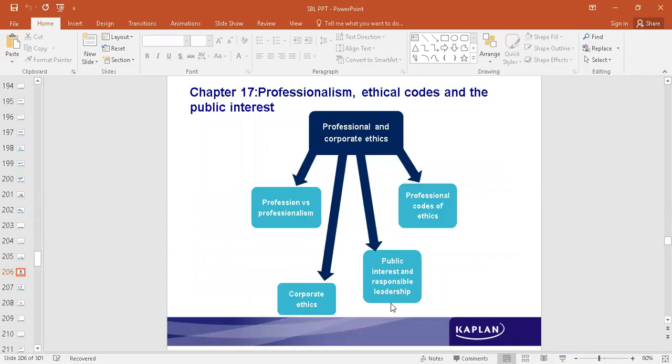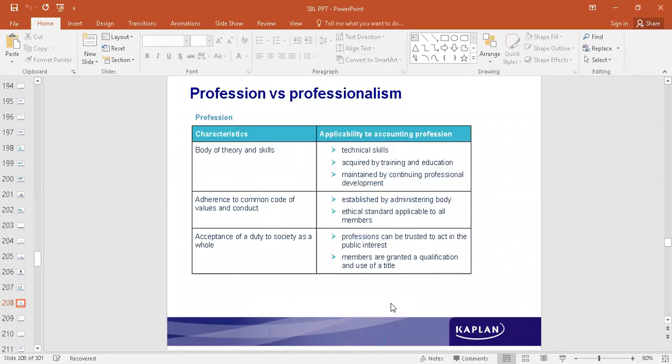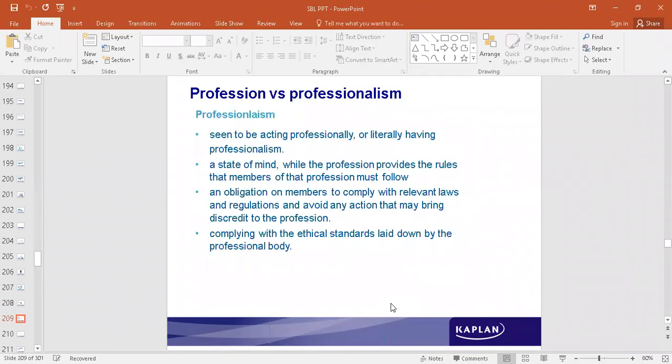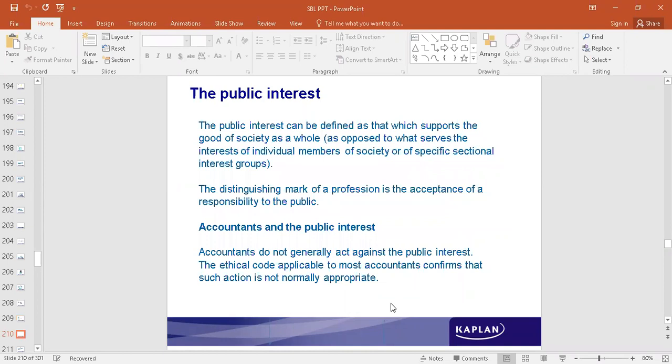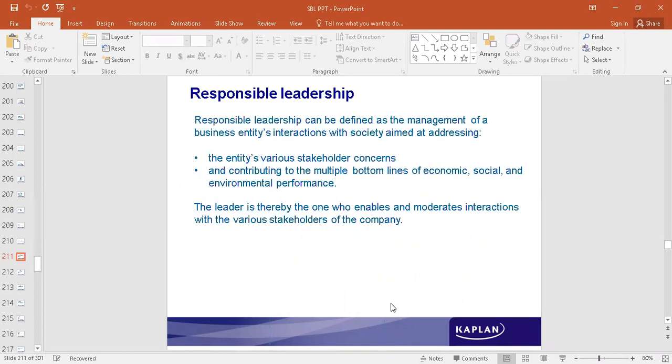We've learned about professionalism also. What is the meaning of professionalism? Ethical codes and the public interest. So we understood the difference between professional and professionalism. In the public interest, things have to be taken up, and the person should be a responsible leader.